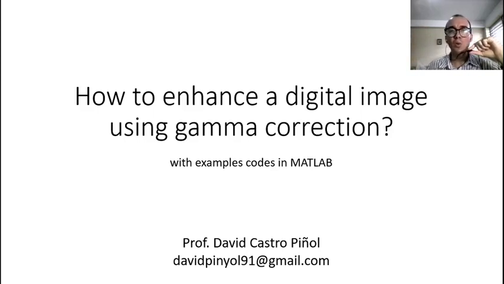In this video we are going to see how to enhance a digital image using gamma correction. Have you ever wondered, in your computer screen settings, sometimes there is a parameter called gamma, and you can modify this parameter and the intensity values of the screen change? In this video we are going to see the theory behind this parameter, and also analyze a MATLAB code example and understand how this works.